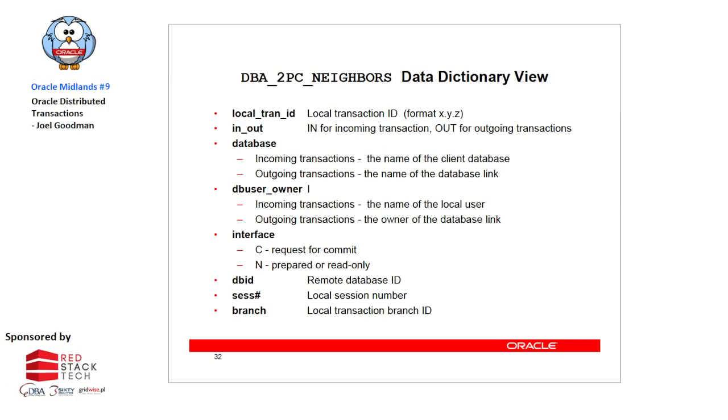So you have a good idea who the database is that was on the other side of this neighbor row, yeah? And of course, you can have more than one neighbor for the same transaction because you may have a star, yeah? And then you have the name of the local user, the owner of the DB link, depending on direction, and whether or not there's a request for a commit or you're prepared only, stuff like this.